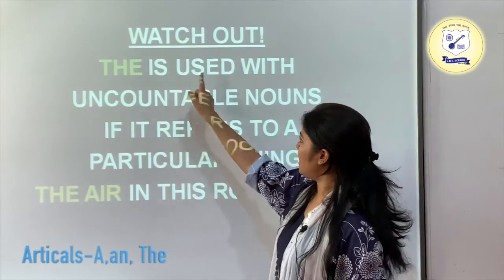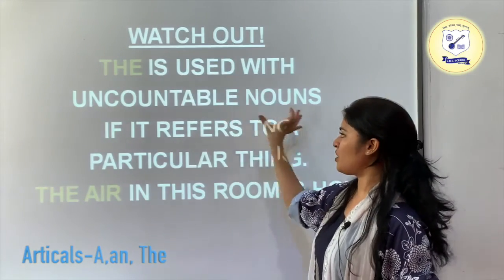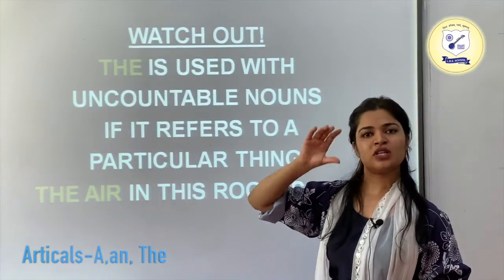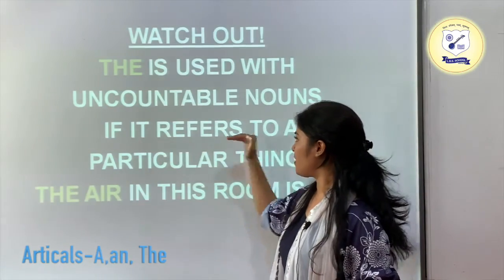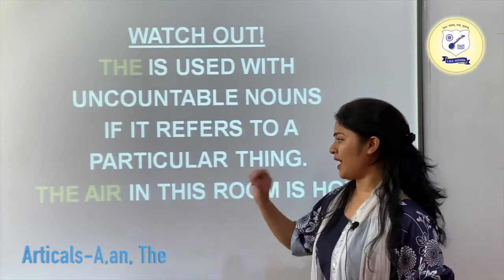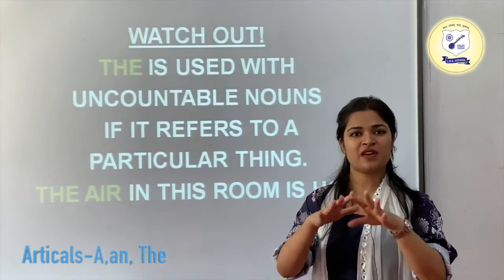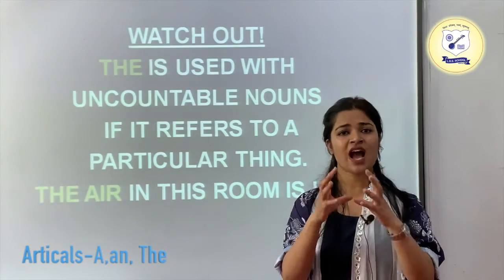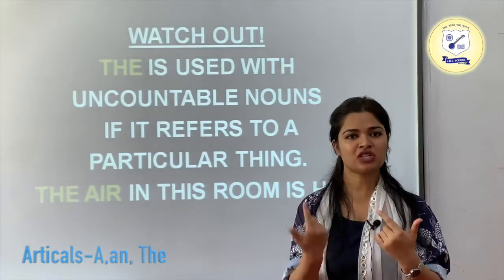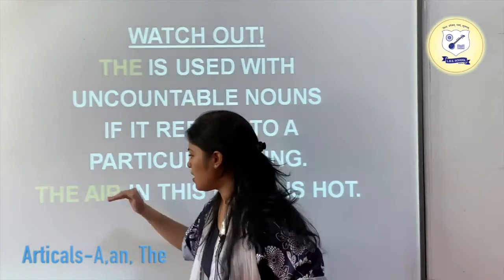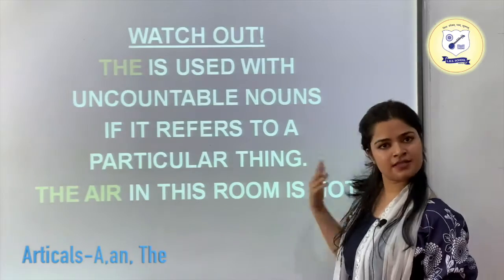Like, the is used with uncountable nouns. You need to take care of this: the is used before an uncountable noun if it refers to a particular thing. Like we have air. Air is uncountable, and we are specifying that in this particular room we have hot air. So we are talking about this particular air now, and what we will use is the article. The air in this room is hot.